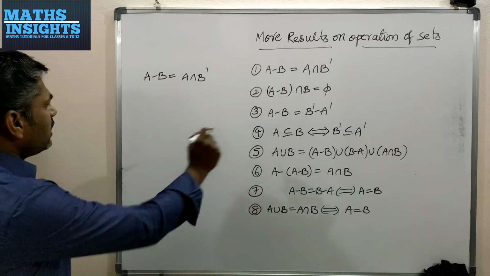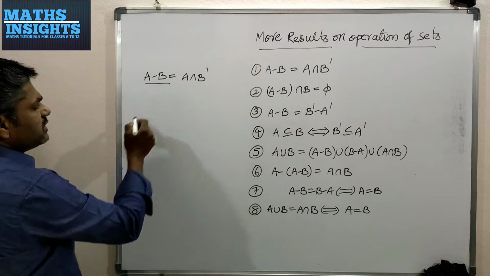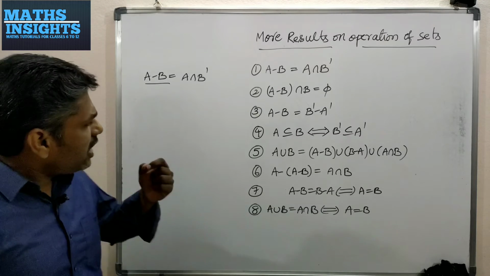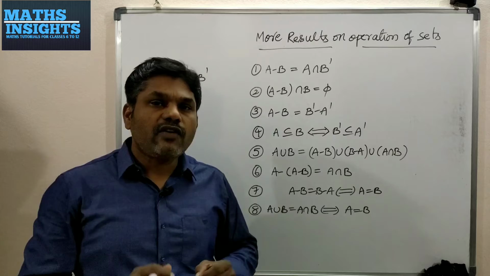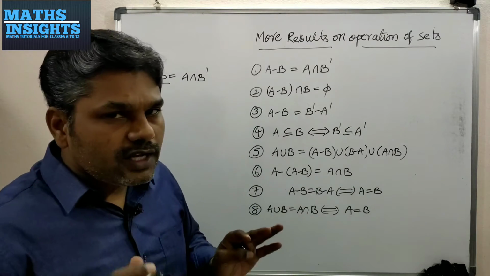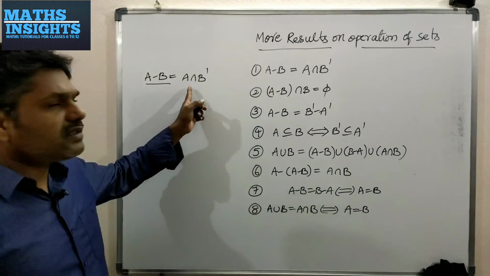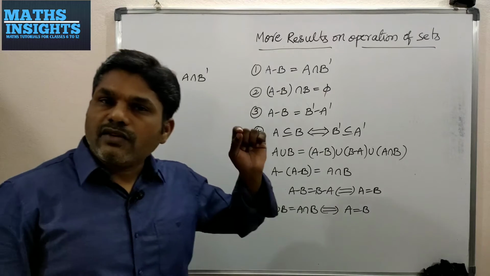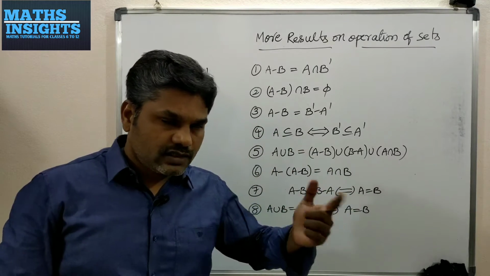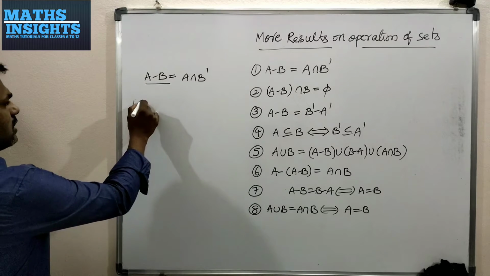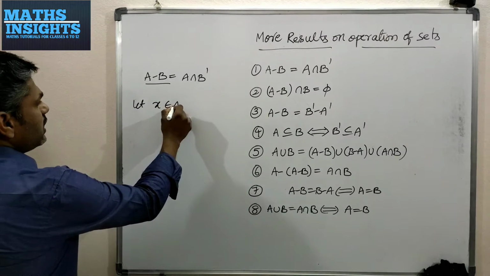See, I am taking the first set, that is A minus B. I will assume an element x in A minus B, and I will prove that the same element is also in the second set. Then the first set will become subset or equals to the second set. Let x belongs to A minus B.